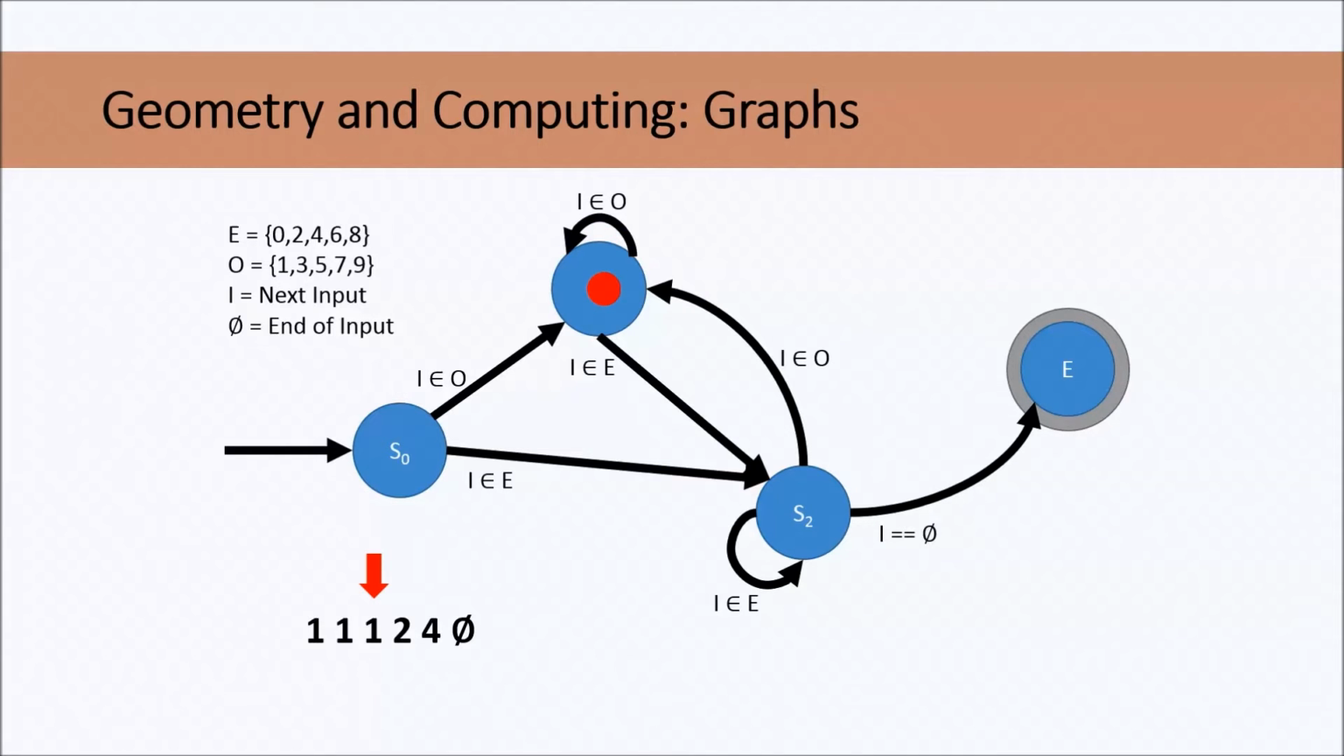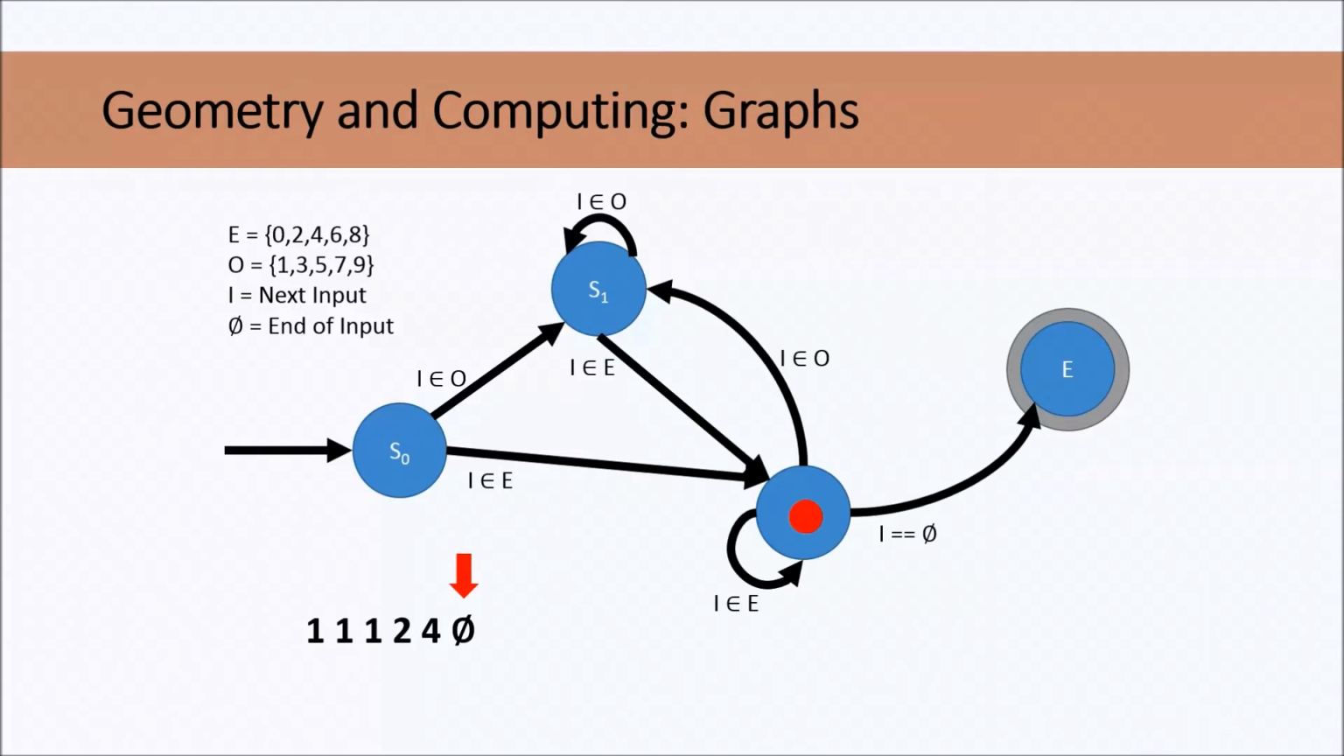Now, just a note, these rules are read as i is an element of O, so that is, the next input is an element of these odd digits we've defined over on our variable side. So every time we read one of these, we're going to move based on those rules. 1 is also an odd number, so we move back to S1. 2 is read now, and we move to S2 because that's an even number. 4 is also an even number.